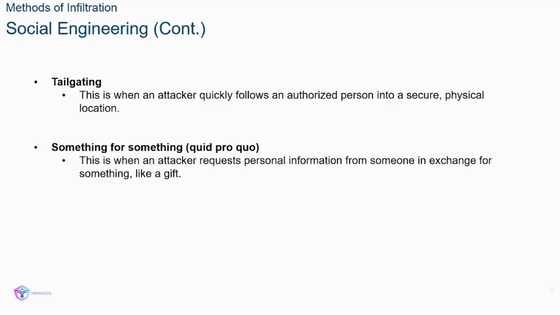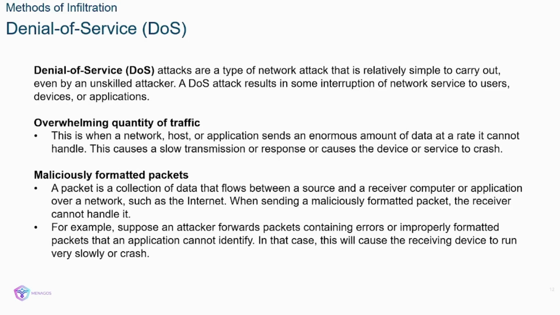Examples include pretexting, when someone lies to get information, or tailgating, where an attacker follows an employee into a secure building. Another trick is quid pro quo, offering something like a gift in exchange for personal information. It's simple but powerful. Next, let's look at denial of service attacks.